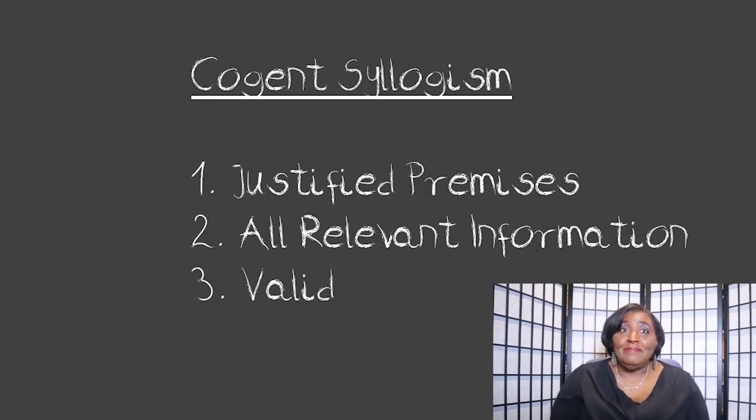And 3, it has to be valid, which means that the premises lead necessarily to the conclusion, or that accepting the premises warrants accepting the conclusion. For example, it isn't good enough to say the sky is blue, Donald Trump is president, so therefore everyone should eat cornflakes for breakfast. The premises are true, but they don't lead to that conclusion. It doesn't follow, so it's not valid.